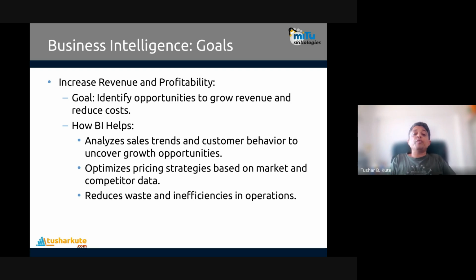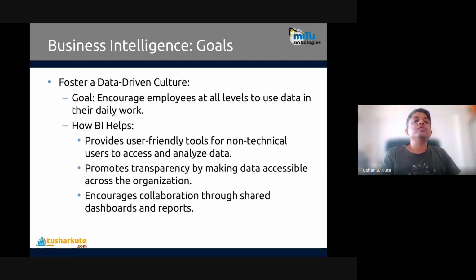And finally, reduce waste and inefficiencies in operations. Whatever inefficiencies are there in operations can be reduced a lot. Then foster a data-driven culture. A data-driven culture means it's required for every employee to go through the data process pipeline created in the company, so that it becomes easy to track the growth of the company and the growth of employees also.